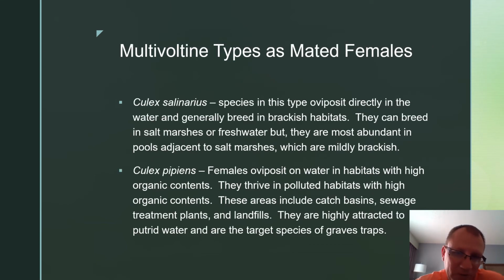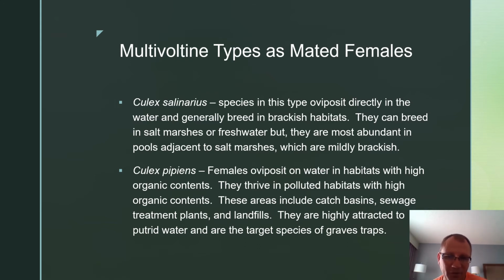Looking at multivoltine types that overwinter as mated females, Culex salinarius oviposit directly into the water and can generally breed in brackish habitats. They can breed in salt marshes or freshwater, but they are most abundant in pools adjacent to salt marshes, which are mildly brackish. In Culex pipiens, females oviposit onto water habitats with high organic content.